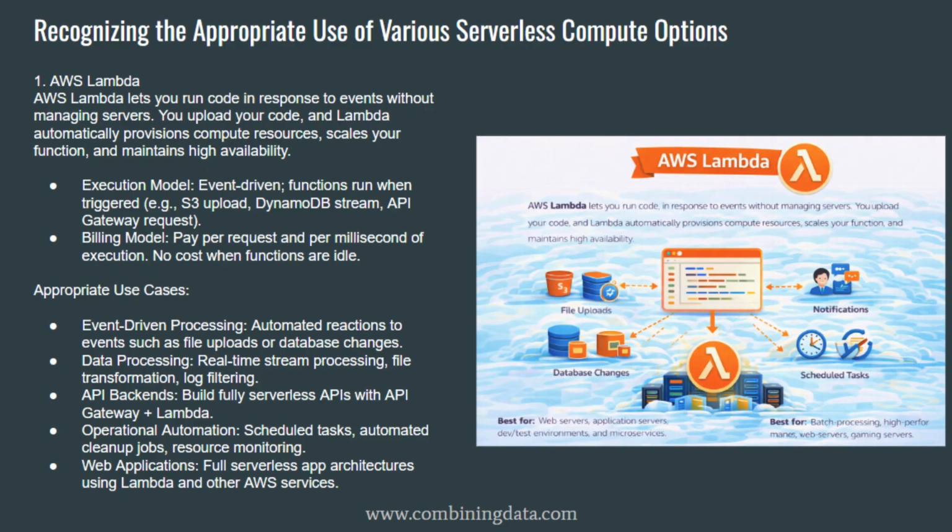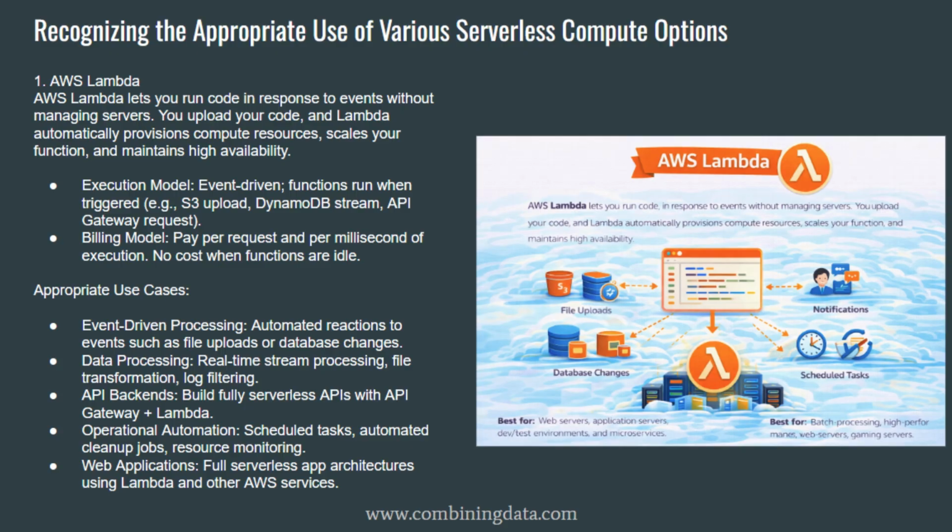It runs only when triggered. For example, a file is uploaded to Amazon S3. A record changes in DynamoDB. An HTTP request comes through API Gateway. A scheduled event runs every hour. Billing model: you pay per request and per millisecond of execution. If your function is not running, you pay nothing. Lambda is ideal when your workload is short-running, event-based, stateless, and highly scalable.